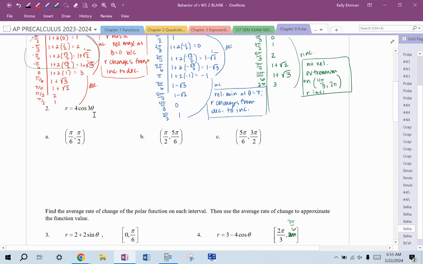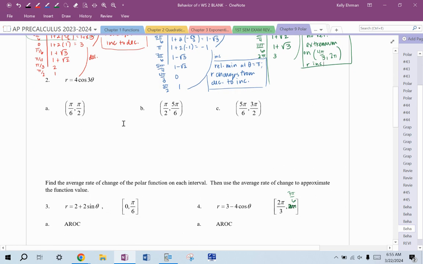This is one of those rose curves, right? So let's look at this section here, smaller sections, pi over 6 to pi over 2. There are only a couple of angles in between there. So same idea. It's just about carefully plugging into these functions and seeing what's happening. So plug in pi over 6. Now, when you plug in pi over 6, you're multiplying it by 3. 3 times pi over 6, 3 pi over 6, is pi over 2.